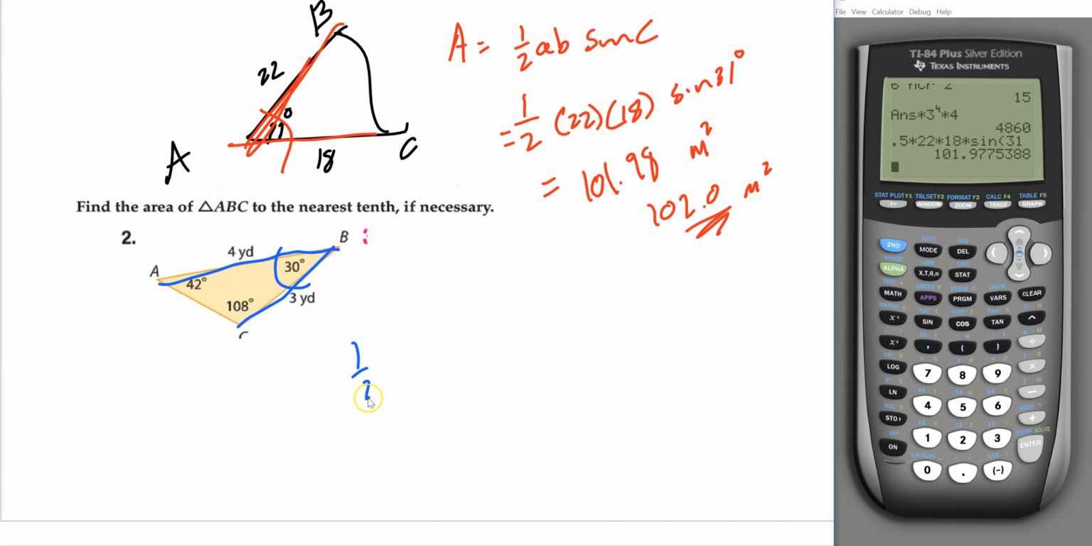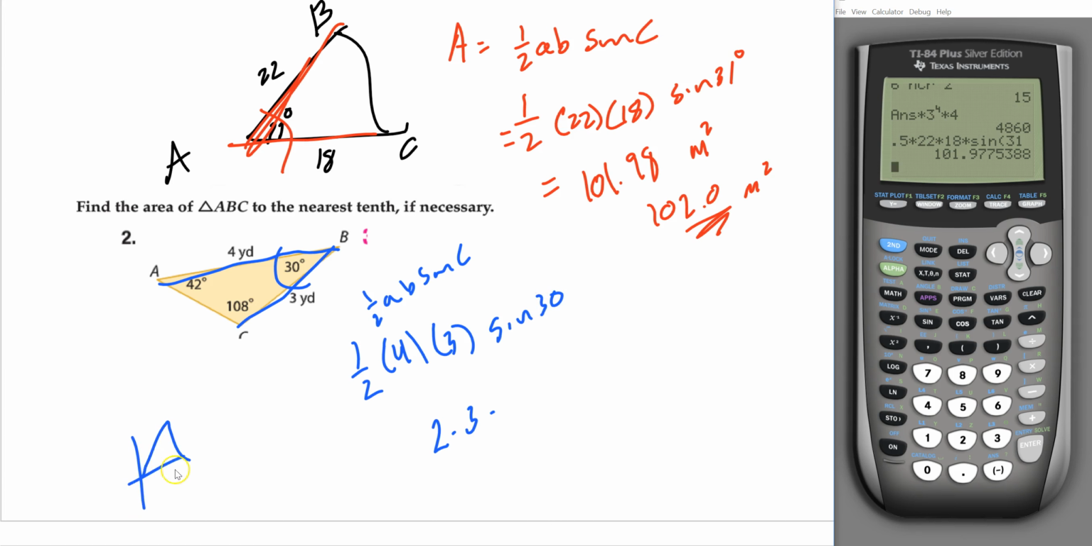So it's going to be 1/2, 4, 3, sine 30, right? 1/2 AB sine C. Remember, those are just sides, and this is the angle between them. So 4 and 3 are my sides, the angle between is 30, so sine of 30. 1/2 of 4 is just 2, times 3. Sine 30, you can put in your calculator, but we know that.